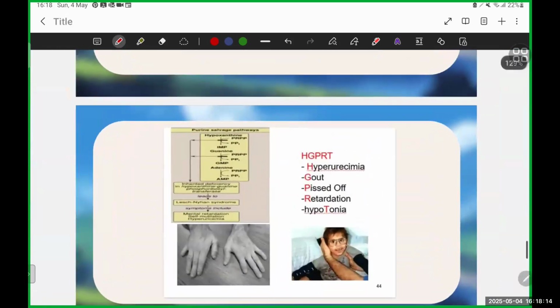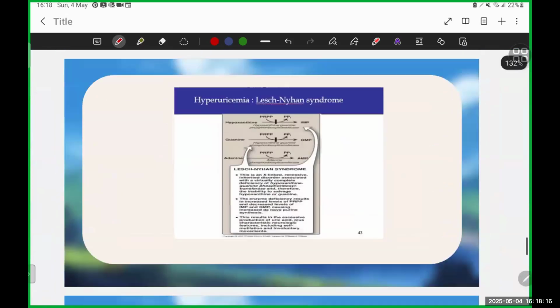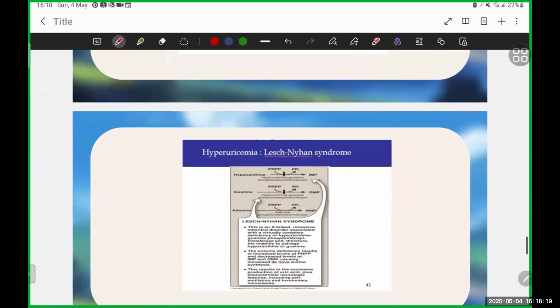All right, this one she could probably ask, Lesch-Nyhan syndrome. This is very important.